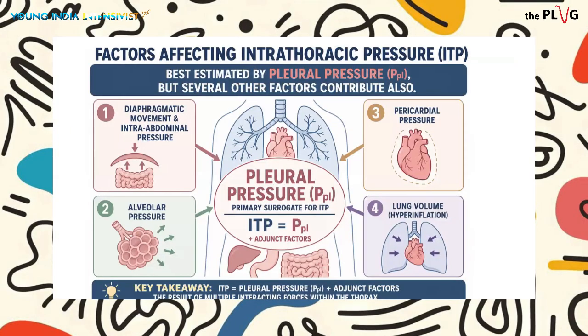Now, factors affecting intrathoracic pressure. It is best estimated by pleural pressure, which is a surrogate for intrathoracic pressure, but it is not the same because factors like diaphragmatic movement, intra-abdominal pressure, alveolar pressure, pericardial pressure, and hyperinflation do affect the intrathoracic pressure. So I think this distinction is very important, especially for getting your concepts right.